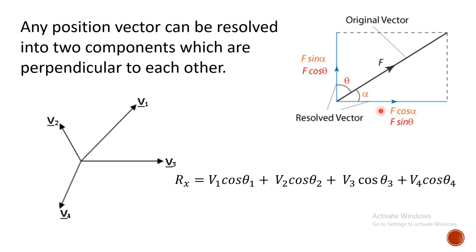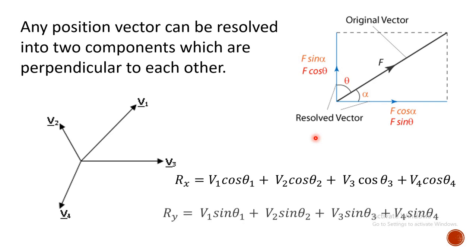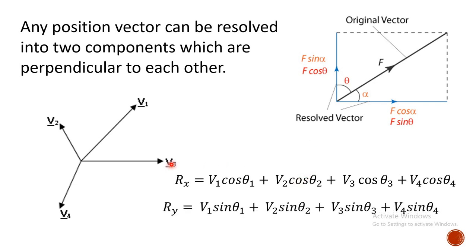Most questions you'll come across at this level would have the angle between the vector and the horizontal as alpha. So you are most likely to see F sine alpha for the vertical component and F cos alpha for the horizontal component. If I have vectors like this, you can resolve vector 1 to its horizontal component and vertical component, and vector 2 to its horizontal component and vertical component.